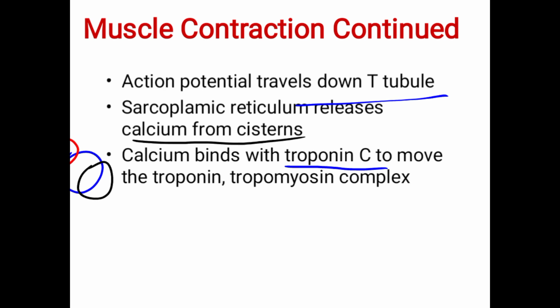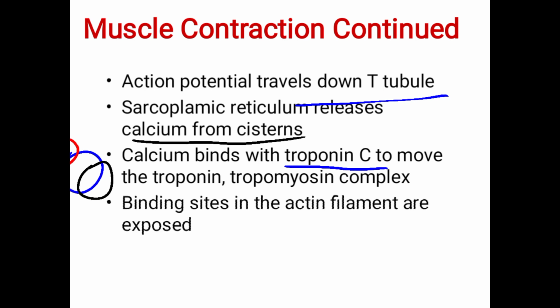exposing the binding site of actin. So the actin binding site will be exposed. Binding sites in the actin filaments are exposed. Okay, so what will happen? Suppose this is one actin filament. It has a binding site for the myosin molecule.